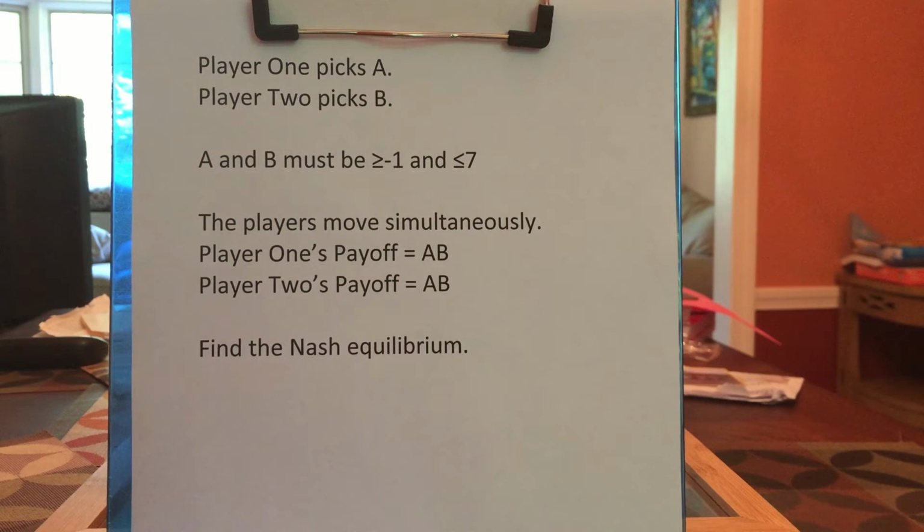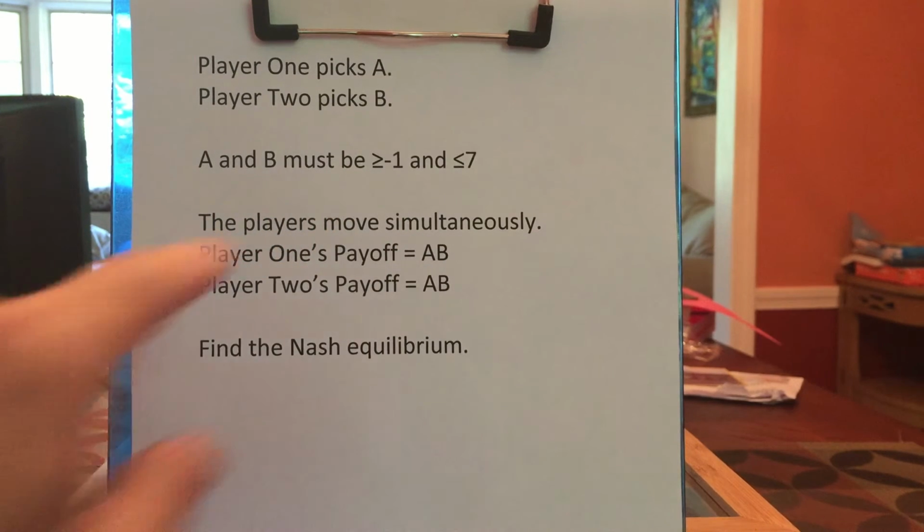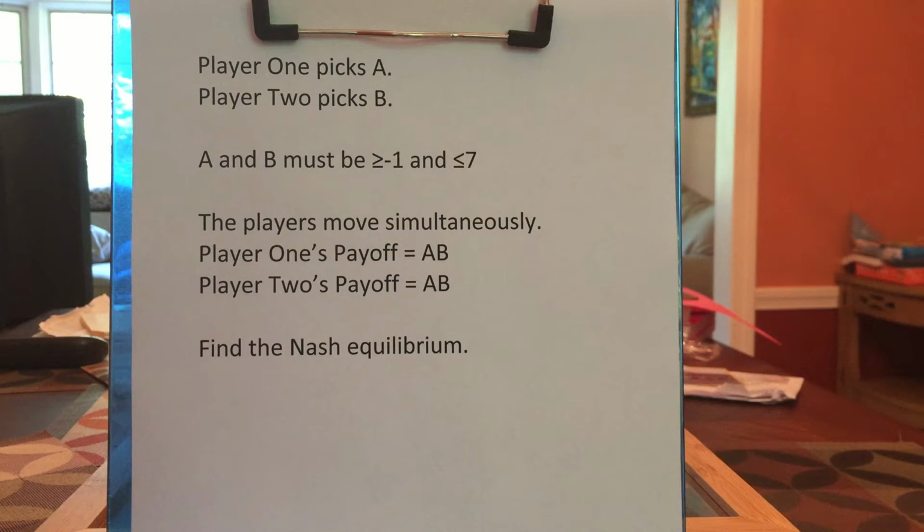Hello. Let's do a problem that kind of seems similar to the ones we've been doing in the last few videos, where both players' payoffs are A times B, but now we'll constrain A and B, where A and B must both be greater than or equal to -1 and less than or equal to 7. Why don't you pause the video and try to make some progress on this problem?